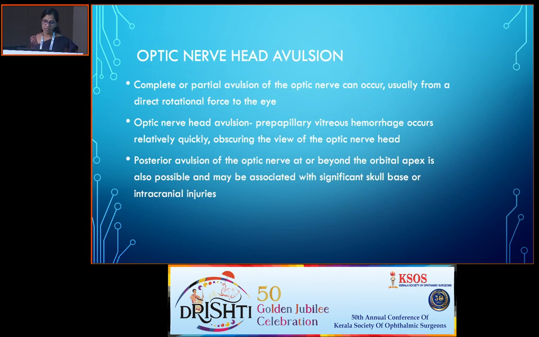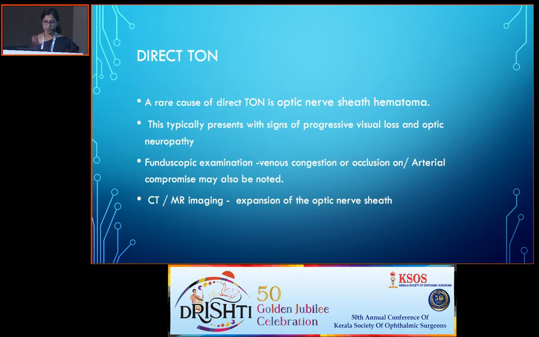Optic nerve avulsion, which is rare, causes severe, profound visual loss, and it presents with vitreous hemorrhage. And we have to rule out skull base injury. Here, if we suspect hematoma, we have to do CT and MRI imaging so that we'll be able to pick up the optic nerve sheath hematoma.